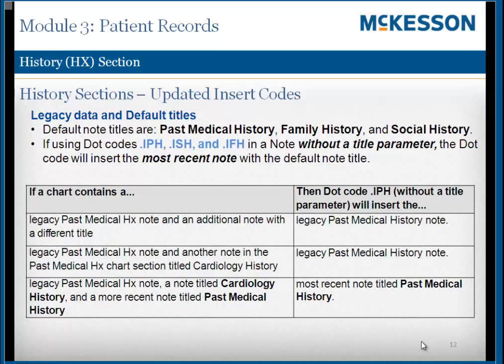For example, if a chart contains a legacy past medical history note and an additional note with a different title, then using the IPH dot code in a note without a title parameter will insert the legacy past medical history note. If a chart contains a legacy past medical history note and another note in the past medical history chart section titled cardiology history, then using the IPH dot code in a note without a title parameter will insert the legacy past medical history note.